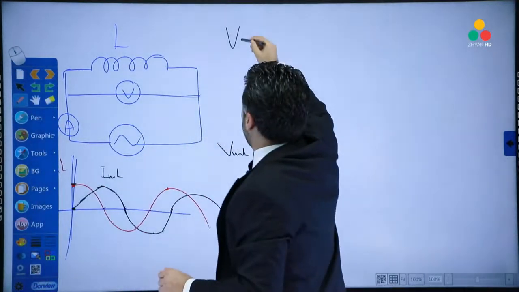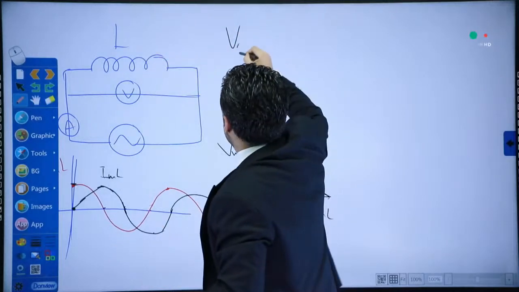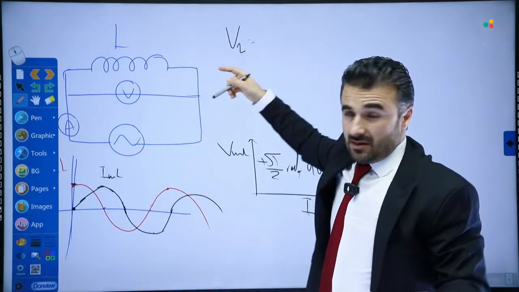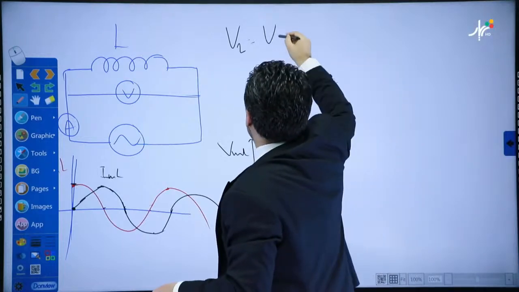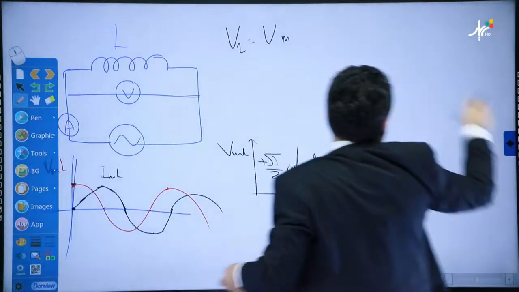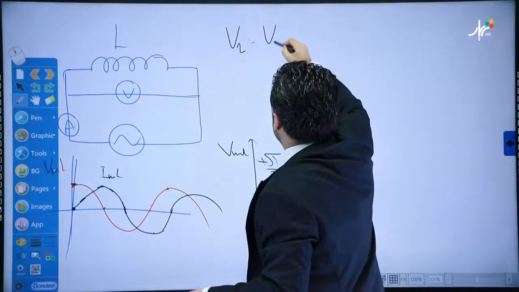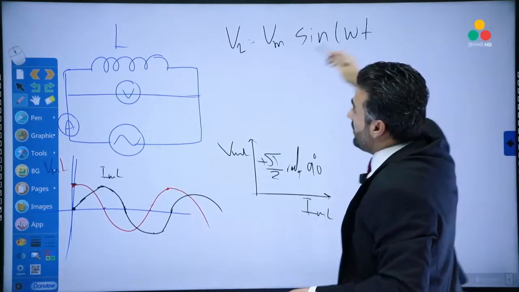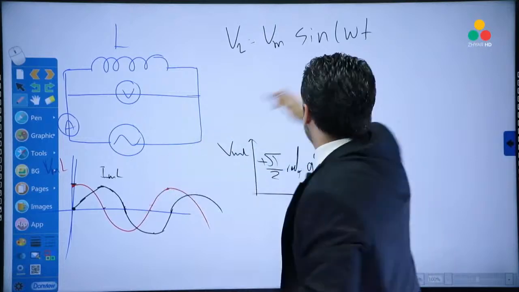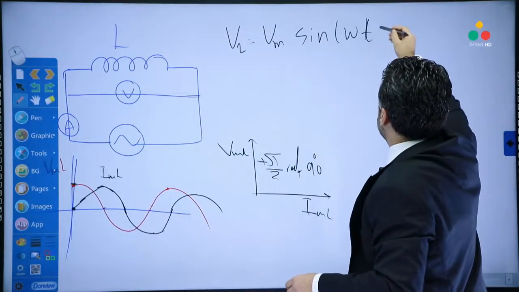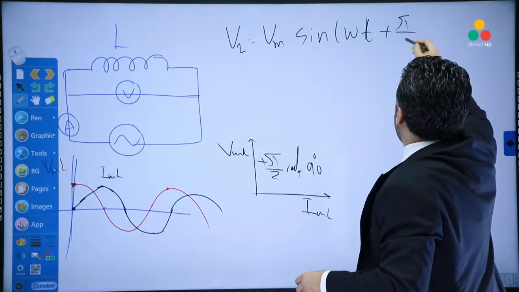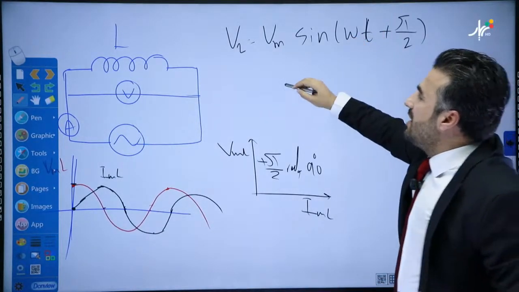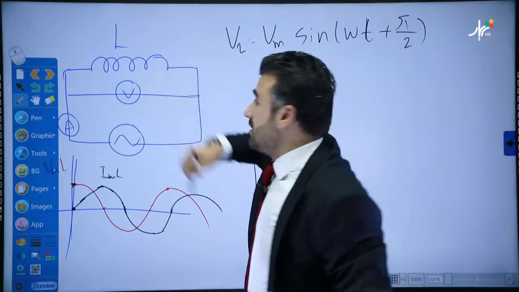For the voltage, we can say V instantaneous, or just V sub L, that is the voltage across the inductance, that is instantaneous as well. We can say V maximum sine omega t, but remember, because we said it is leading by 90, of course we will say omega t plus pi over 2 radians. Remember, this is the instantaneous voltage.